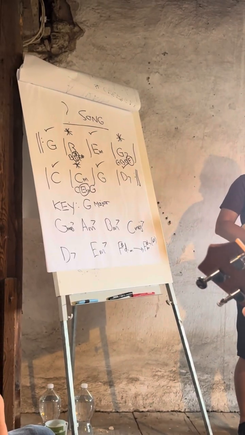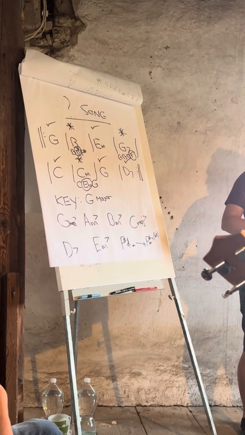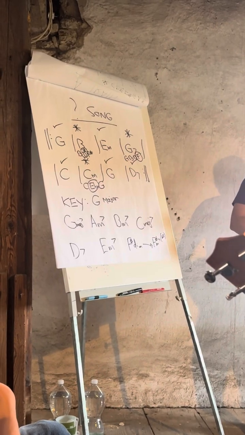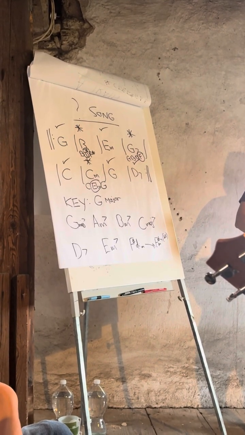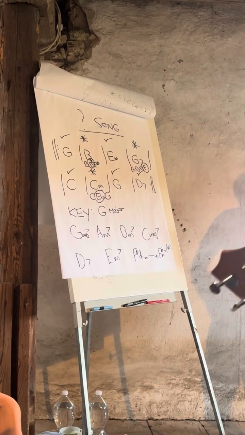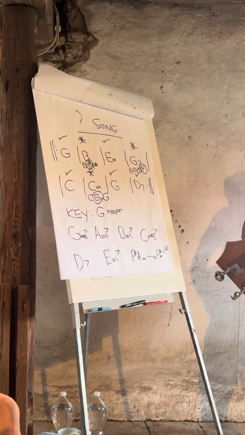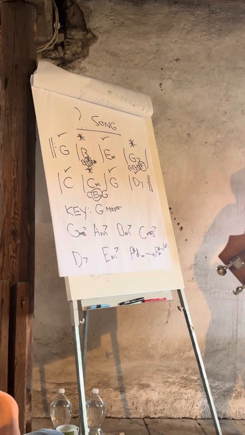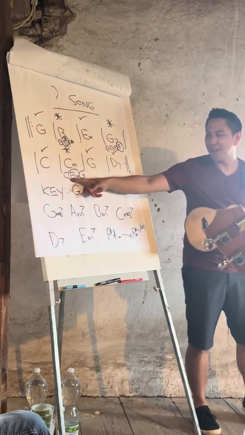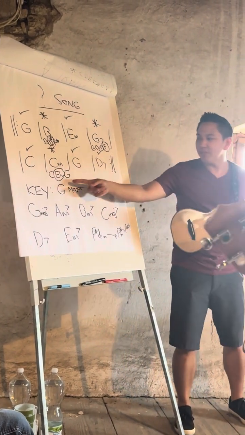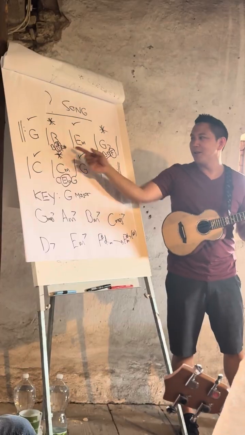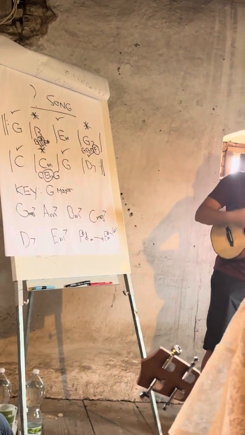Where were we? Oh, sorry. That's where that one is. Okay. And you want to highlight these notes. So now I'll show you improvising over this. 1, 2, 3, and.